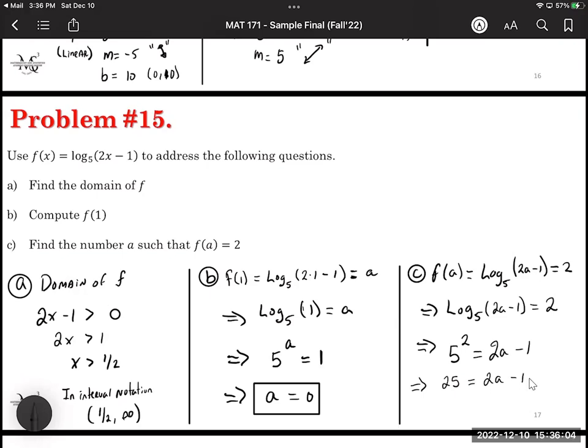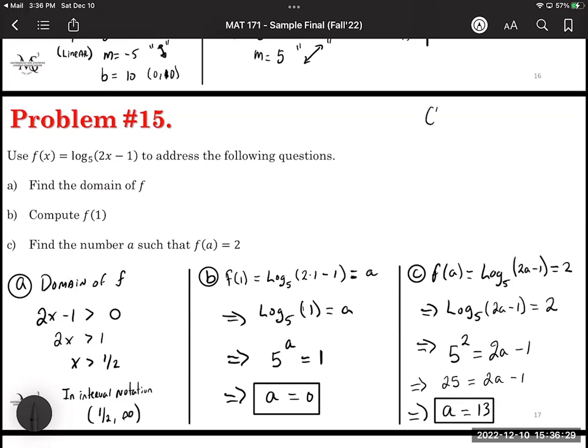So if I add 1 on both sides and then divide by 2, you're going to get a is equal to, careful, not 12. Remember, you have to add 1 to both sides. So 25 plus 1 is? 26. Then when you divide it by 2, you get 13. So that would be the solution for a. A is equal to 13.